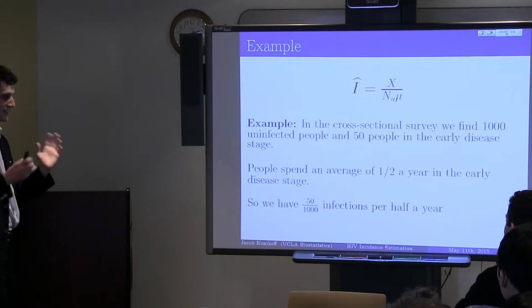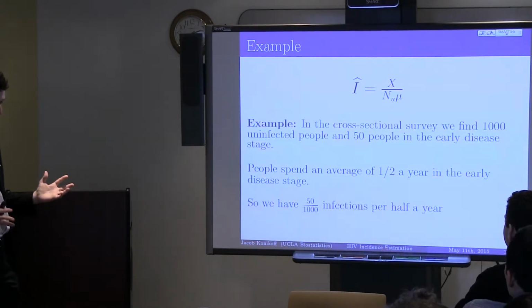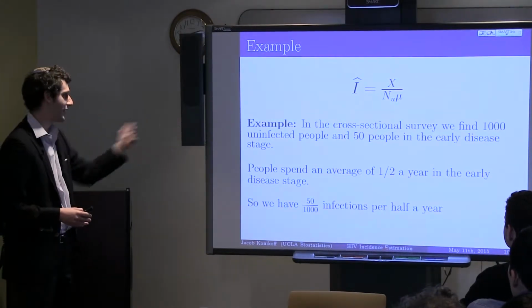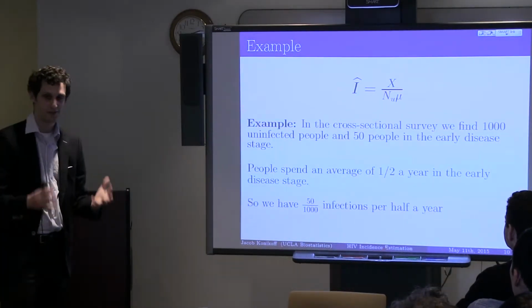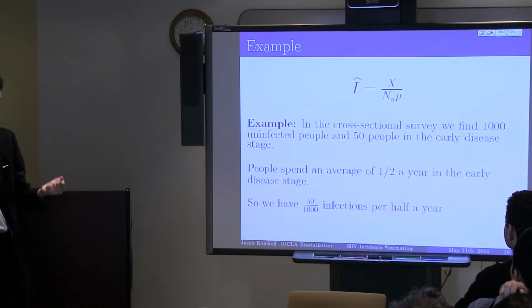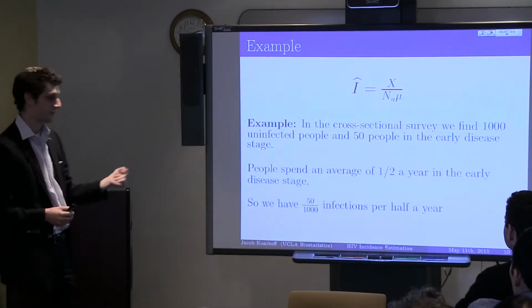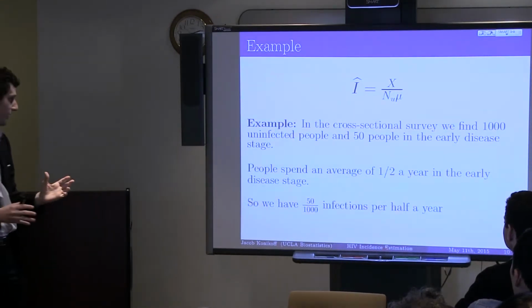As an example to see what mu is doing here, let's say we find 1,000 uninfected people in the population in our sample. That tells us something about the size of the susceptible part of the population at that moment in time. We found 50 people in the early disease stage. That tells us something about those recent infections.